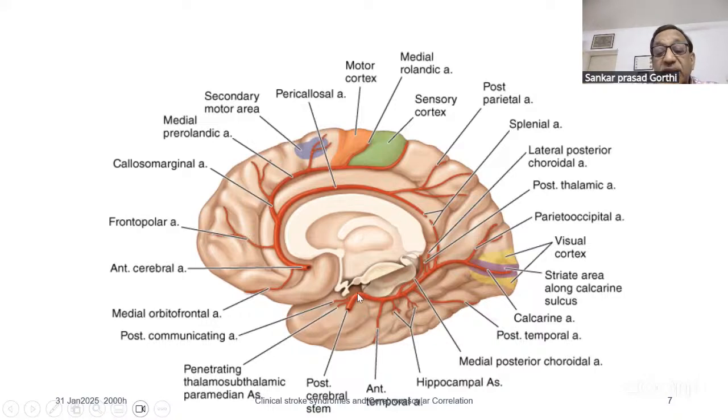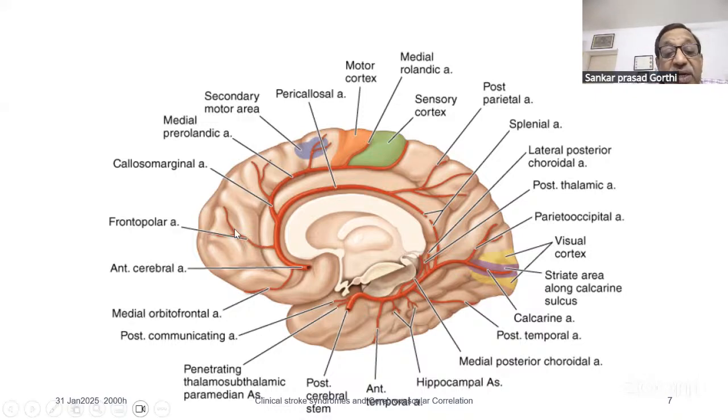And here the posterior cerebral artery stem you can see gives rise to the anterior temporal artery, hippocampal, medial posterior choroidal artery, posterior temporal artery, and calcarine branches which supply the occipital lobe. These are parieto-occipital branches.